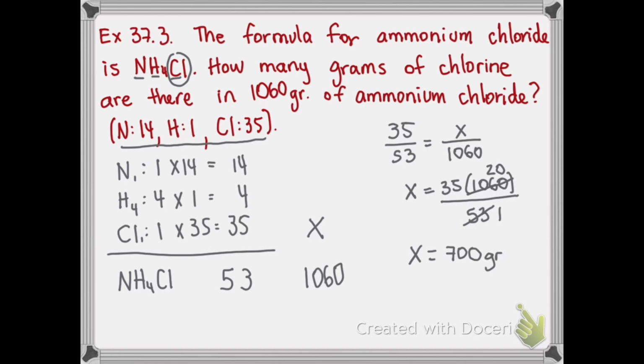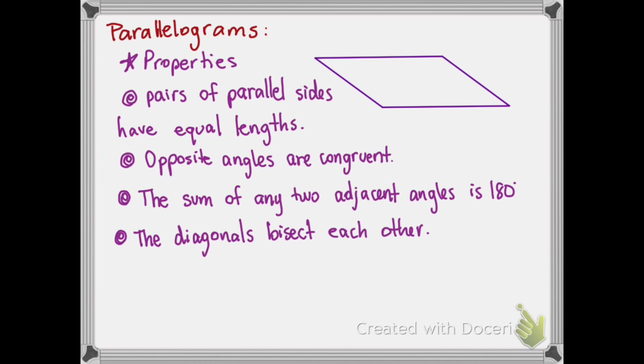So the answer is 700 grams of chlorine. Now the second part of the lesson is about parallelograms. What we have to remember is that parallelograms are quadrilaterals that have special properties. The first property is that they have two pairs of parallel sides, and each pair has equal sides.